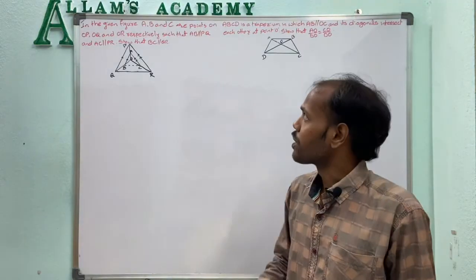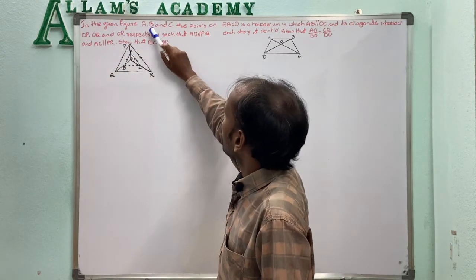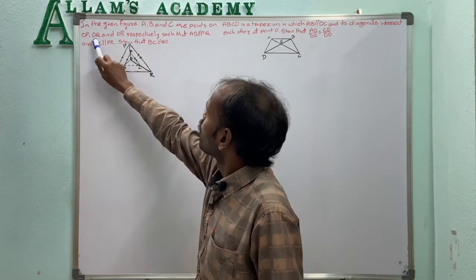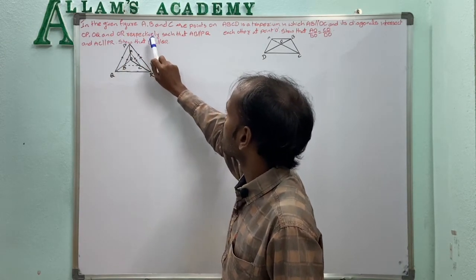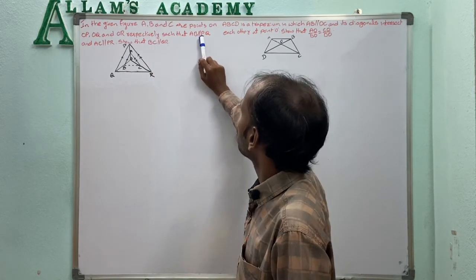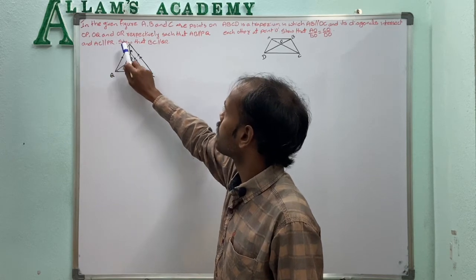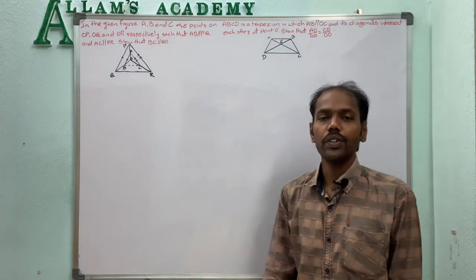Okay, here given problem, in the given figure, A, B and C are points on OP, OQ and OR respectively, such that AB is parallel to PQ and AC is parallel to PR, then show that BC is parallel to QR.